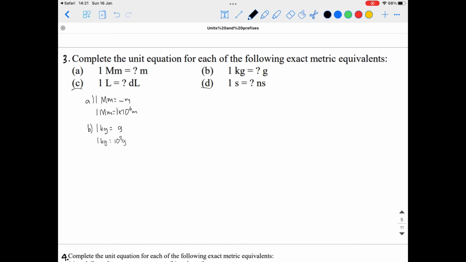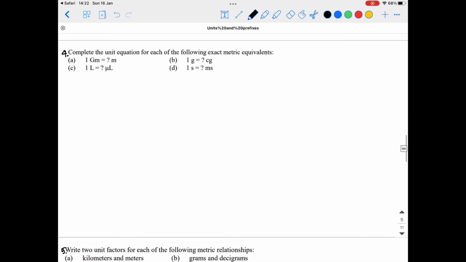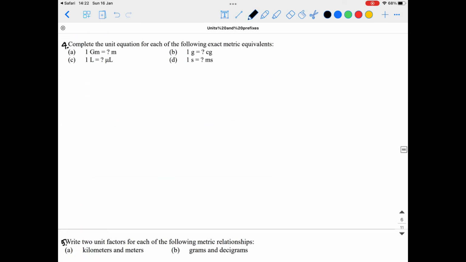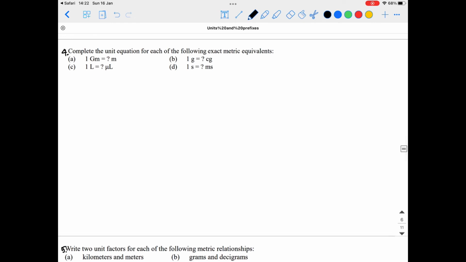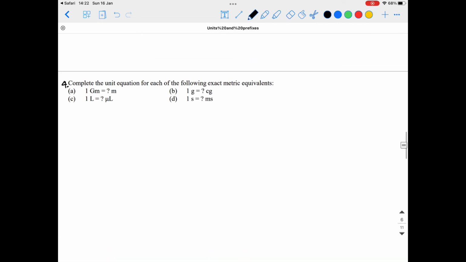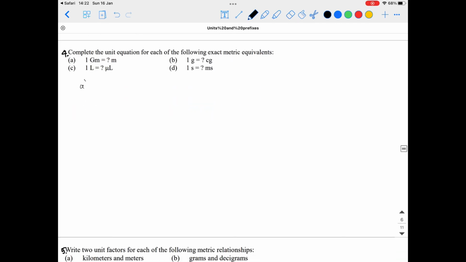Pause the video and try the last two questions before we continue. Okay, let's check. Let's try another question similar to what we did just now. Pause the video, try to solve these questions, then check the answers. A. 1 gigameter equals how many meters? 1 gigameter equals 10 to the power of 9 meters.